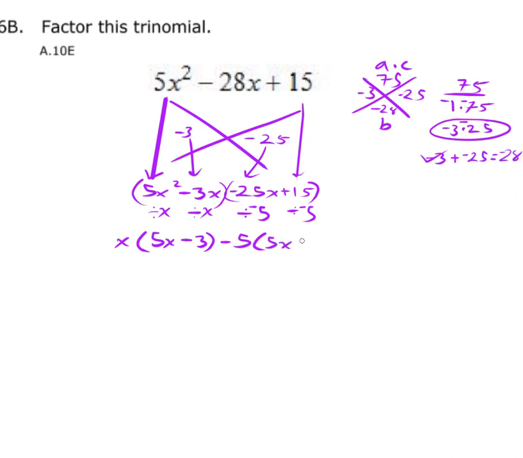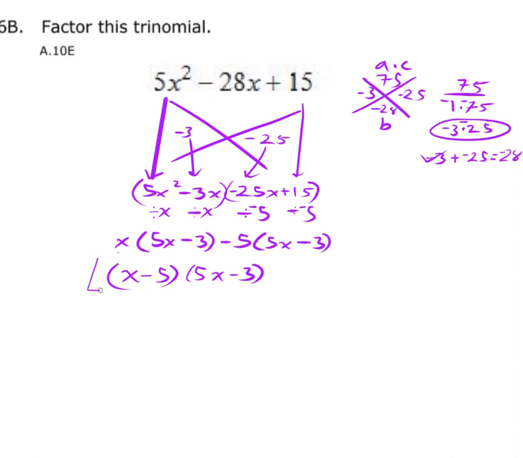5x minus 3. Now, because these 5x minus 3's match up, I can take the outsides, and the outsides join together to become one factor, which is x minus 5, and the insides join together to become the other factor, which is 5x minus 3. All right? So that's it.